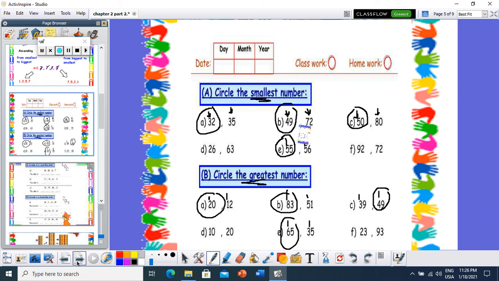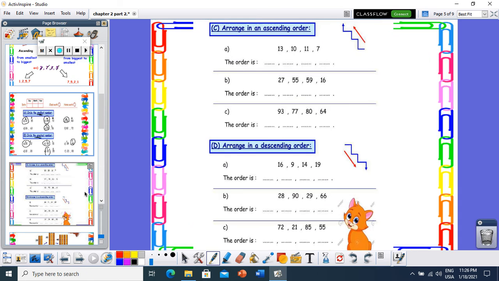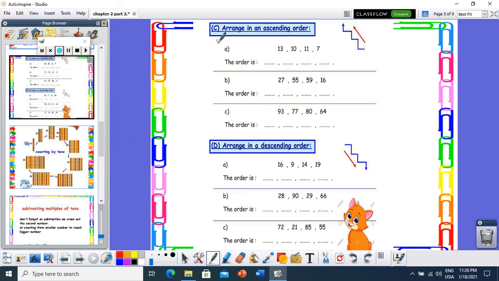Let's move to the next example. Arrange in ascending order. Here I have a set of numbers and I need to arrange them in ascending order. Ascending means I will arrange them from the smallest to the biggest. So here, which number is the smaller? 7. Excellent. So I will write 7 first, then I will cross it out.